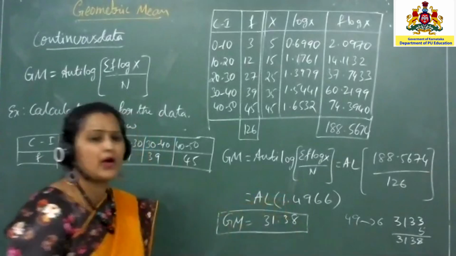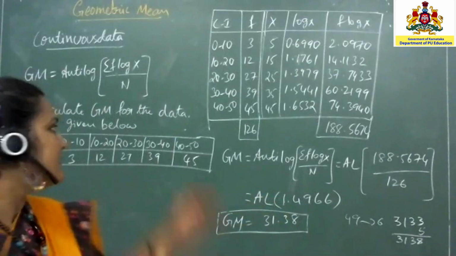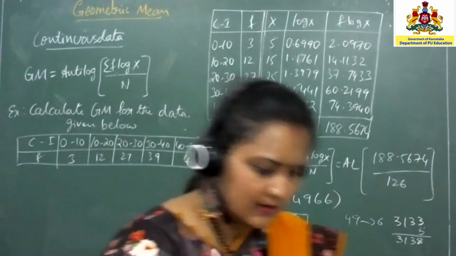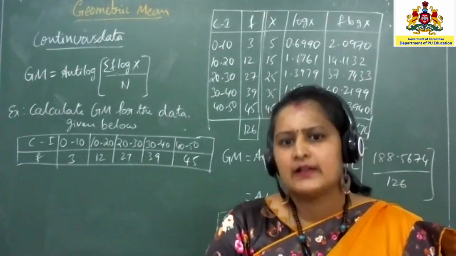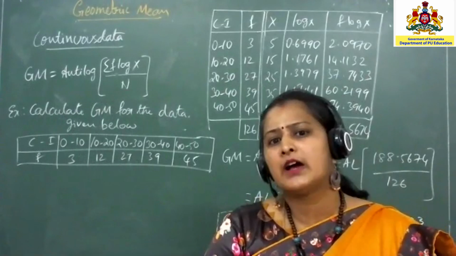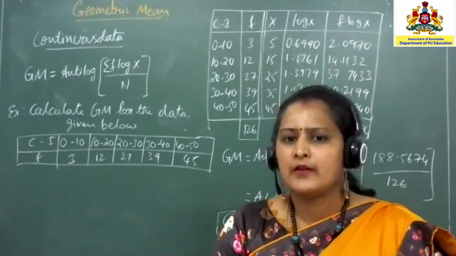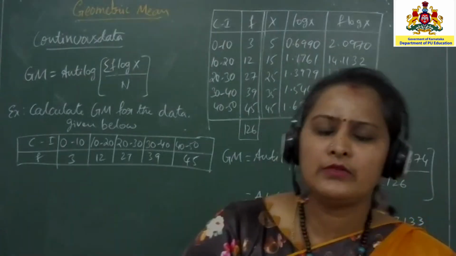So this is about the geometric mean. We have discussed till now the formula for the geometric mean for the individual series, discrete series, and also the continuous series, and how we need to do the problems for all the types of series. Thank you very much.